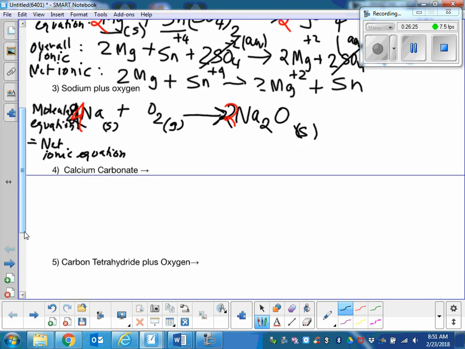Oh, this was on the lab test, and the number of kids who got that wrong. How do I write the formula for calcium carbonate? CaCO3. I've just given you one single substance. What do you think the type of reaction could be? It's a decomposition reaction.